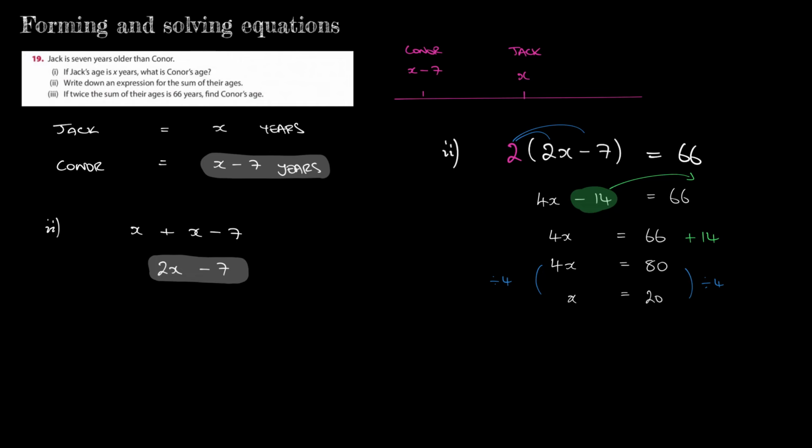We're almost there. The question asked us to find Conor's age. So if I want to find Conor's age, Conor is going to be x minus 7. So Conor is going to be equal to 20 minus 7. So Conor is going to be equal to 13 years old. And that's our final answer there.